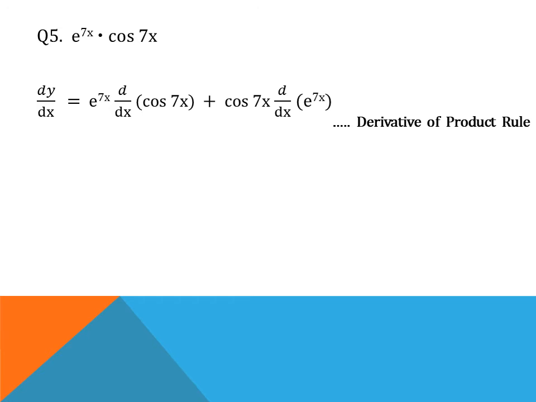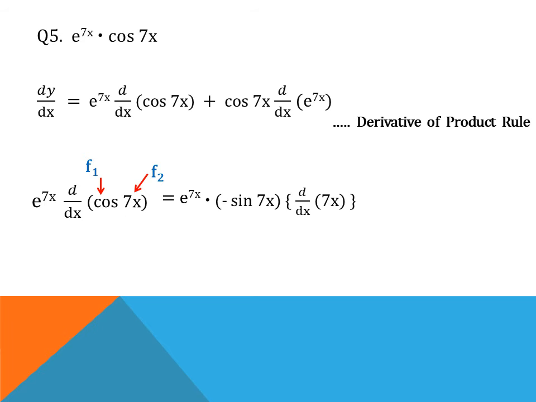So let's solve each term separately. To find the derivative of cos 7x, the outer function here would be cos and the inner function f2 will be 7x. So let's keep e raised to 7x as it is because it is not in the derivative. So our next step will be e raised to 7x into the derivative of cos, which is minus sin 7x, into the derivative of 7x. So that will give us e raised to 7x into minus sin 7x into 7. So let this be our first equation.